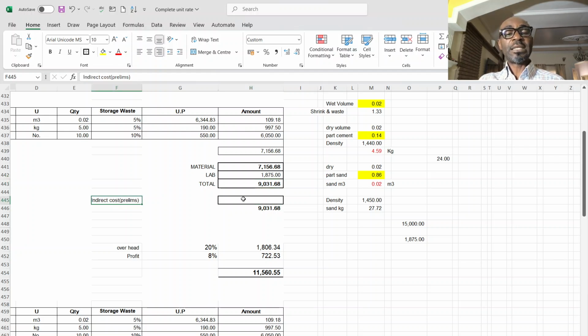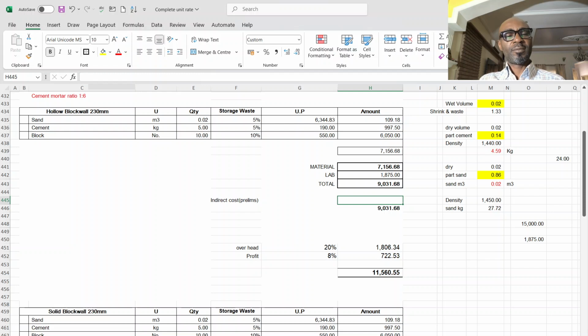And the indirect costs, just like I said, visit my page to understand how to build this. Say you are given a contract for block work only, your workers that you'll be bringing to site will be kitted with PPE.